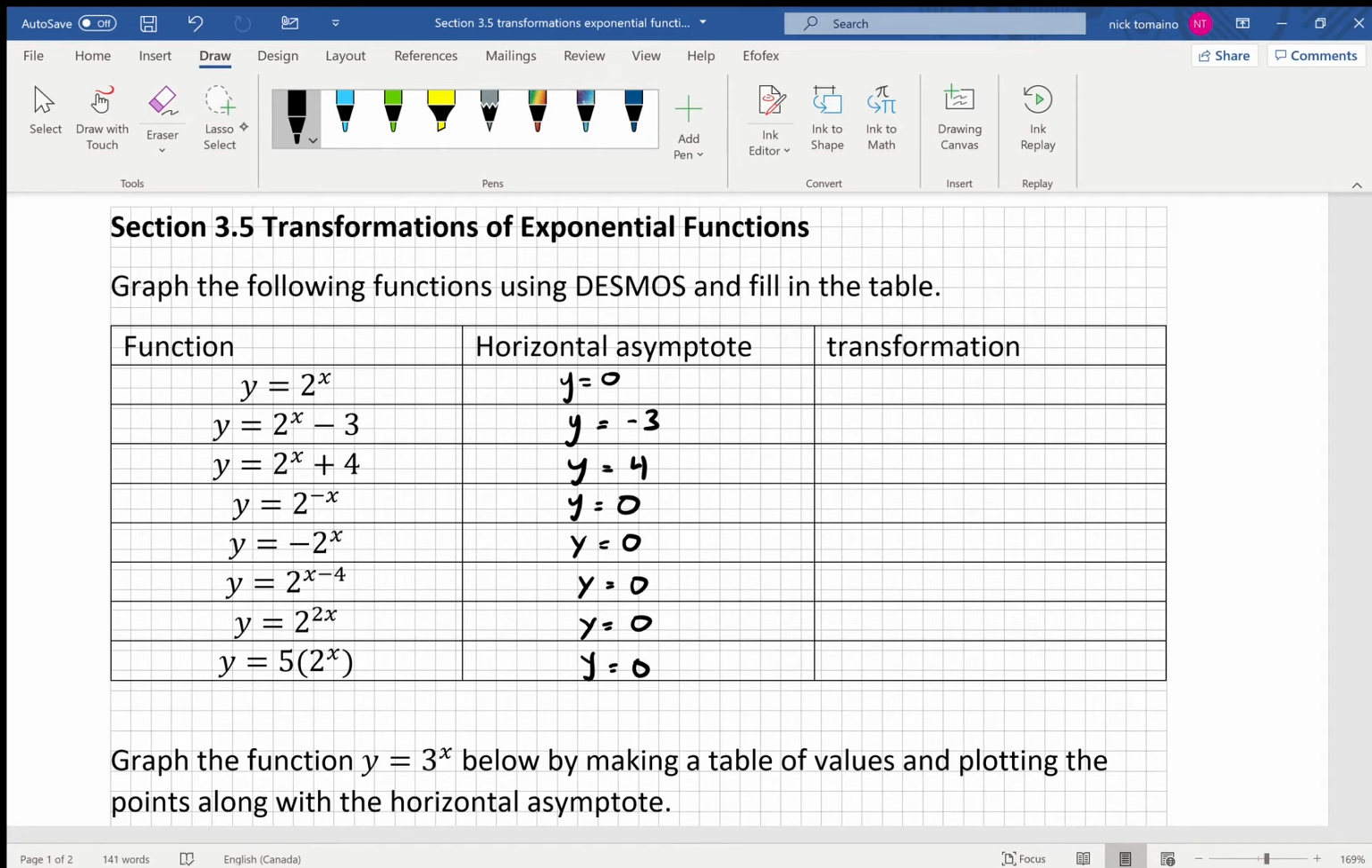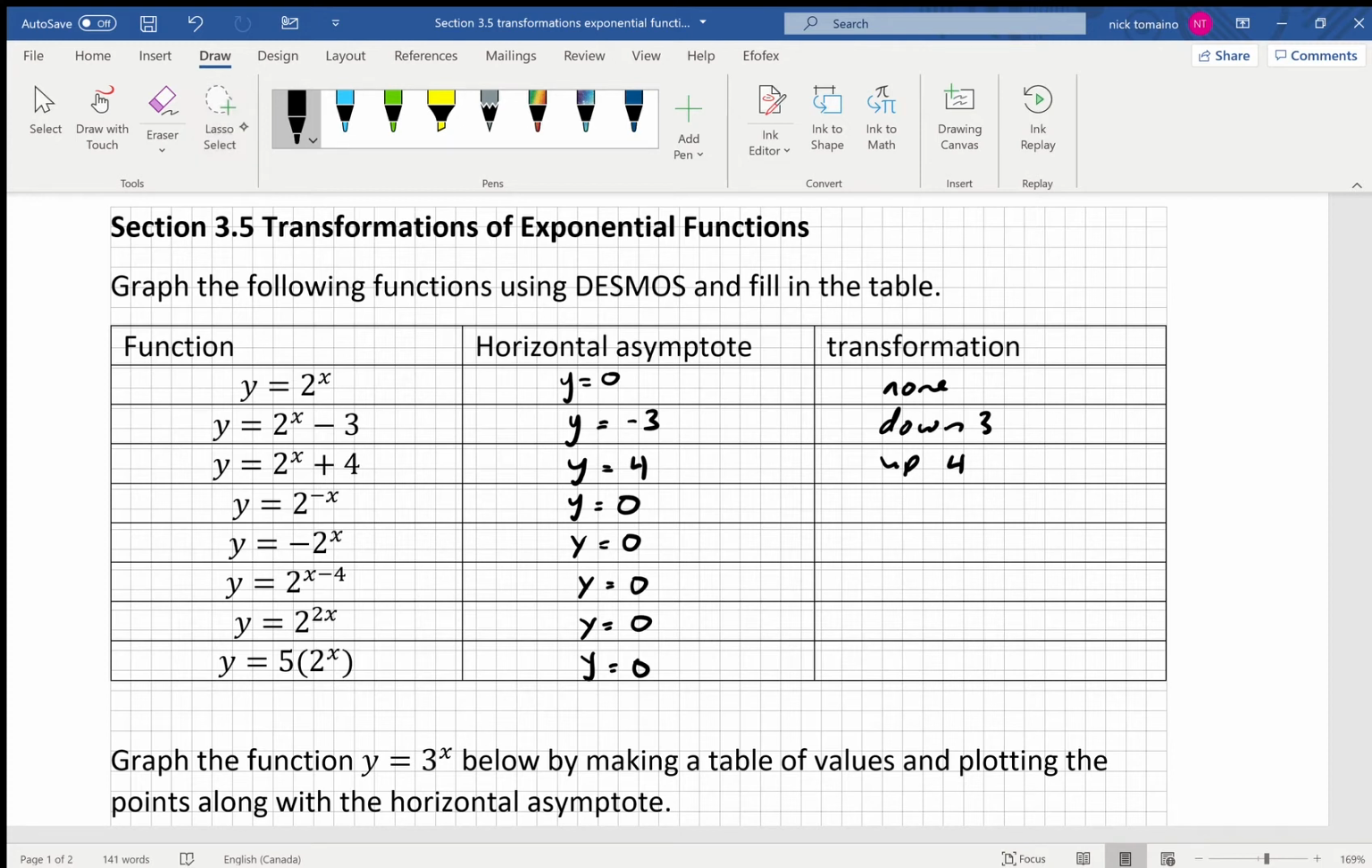Okay, so notice one transformation for 2 to the x is none. That would be our base function. So we have 2 to the x in all these, so there is none here. This one right here, the -3 is shifting it down 3, which is why the asymptote is now at -3. This one here is down 3. This one here is up 4.